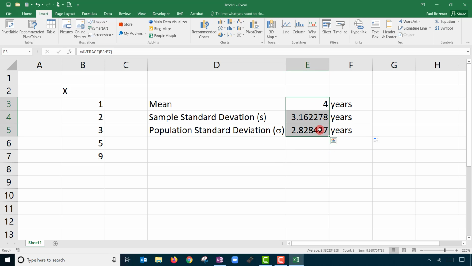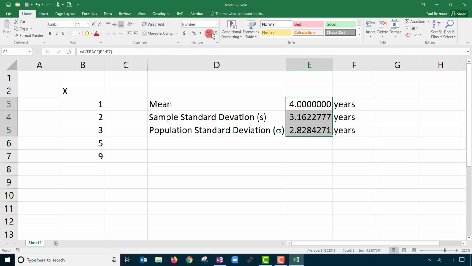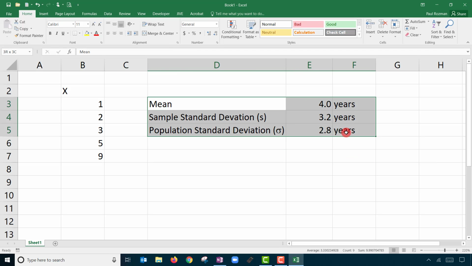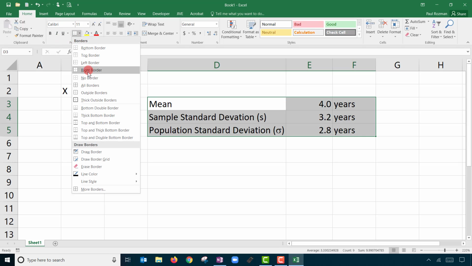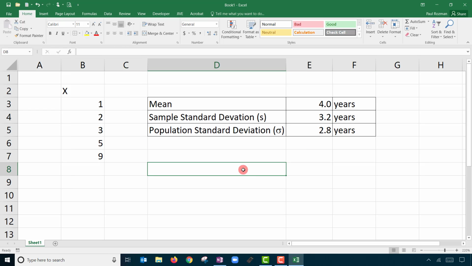Another thing we could do is mess around with these decimal places. Somewhere up here on the home screen, there's a decrease and increase, to make it look all pretty. Something like that. I also like to put boxes around everything. That's under, by your bold, italics and stuff, there's borders, and there's something called all borders, and you can make it look like a nice grid like that.